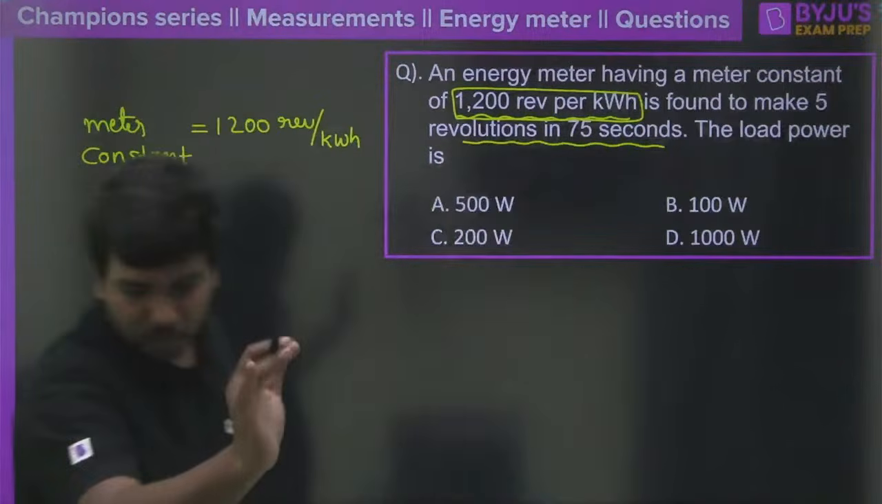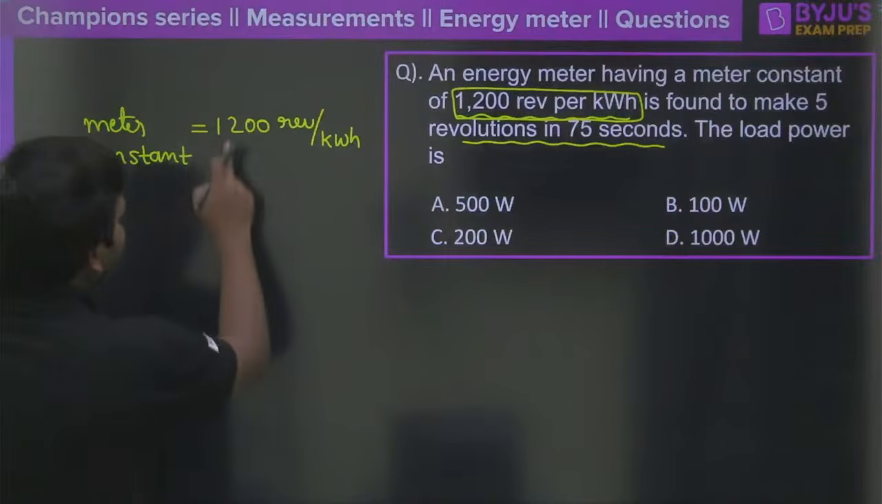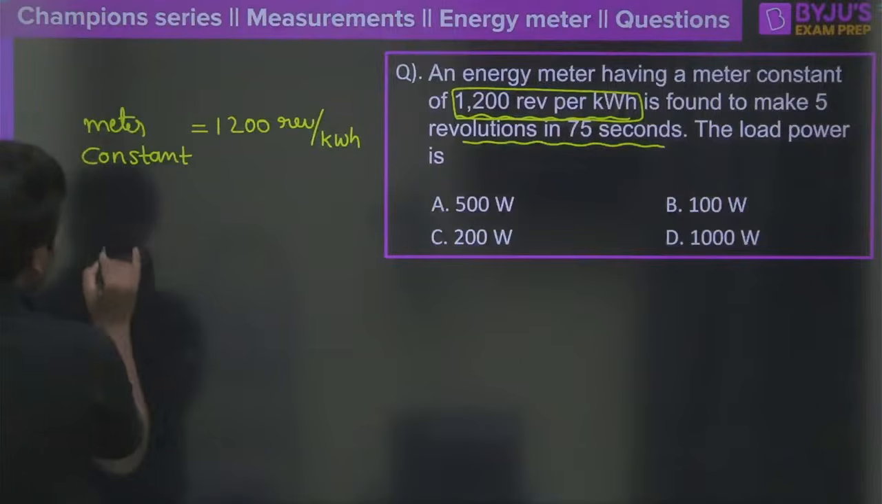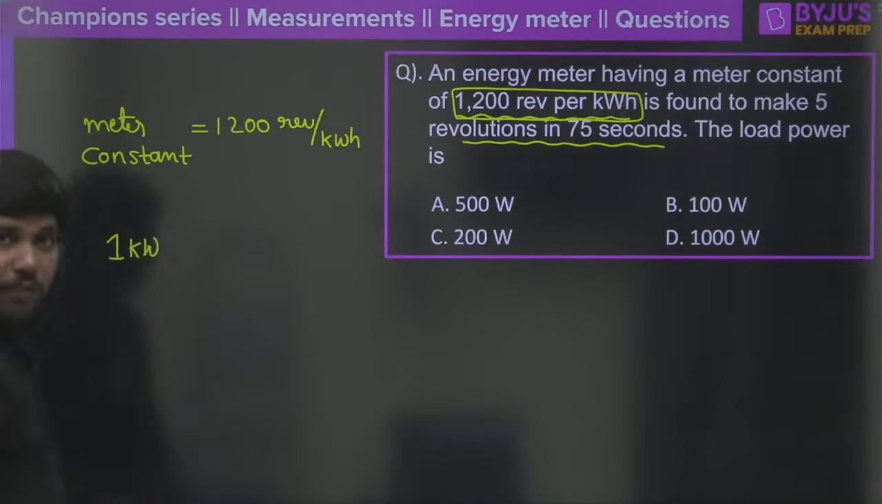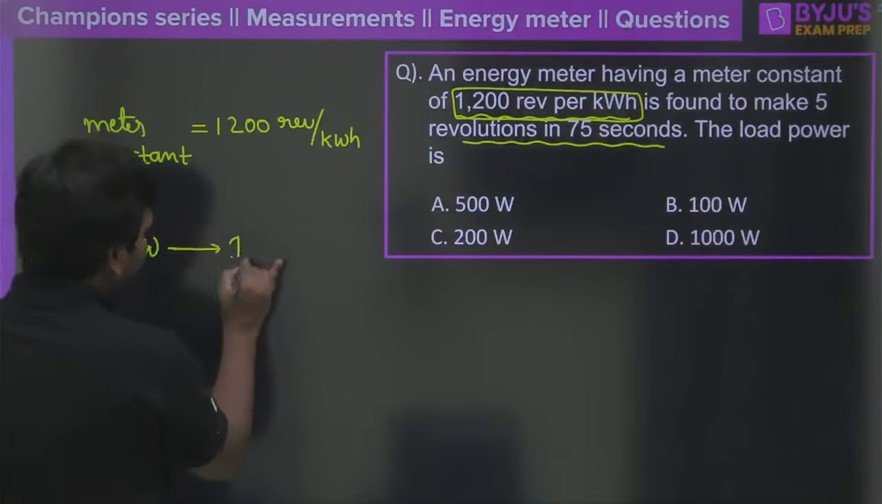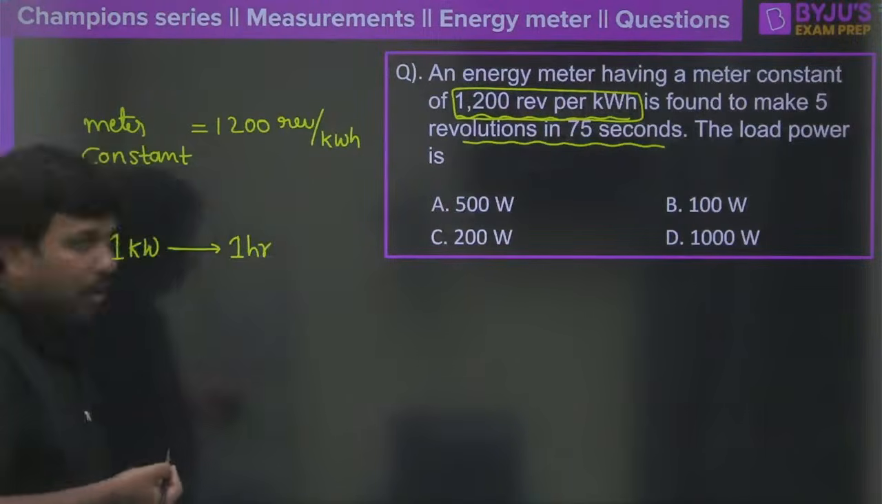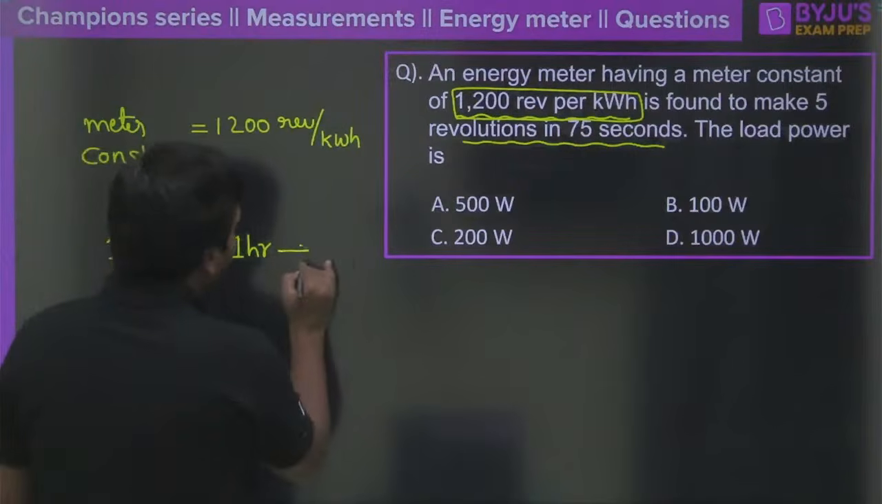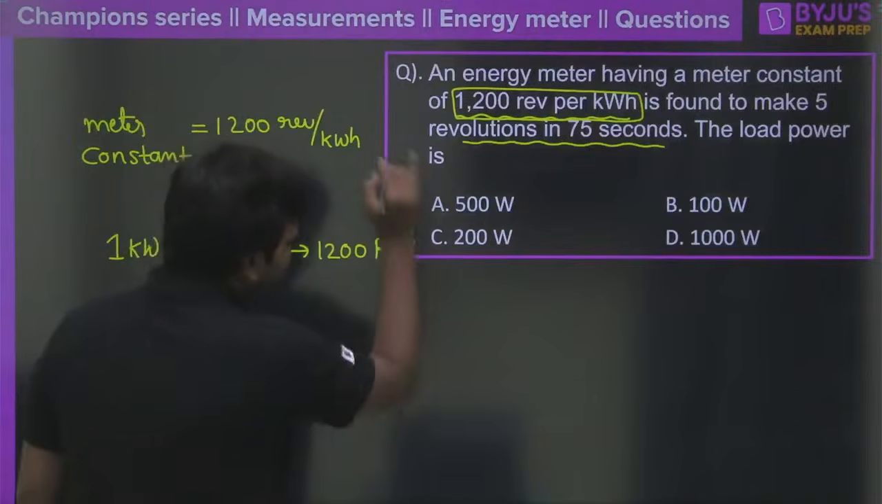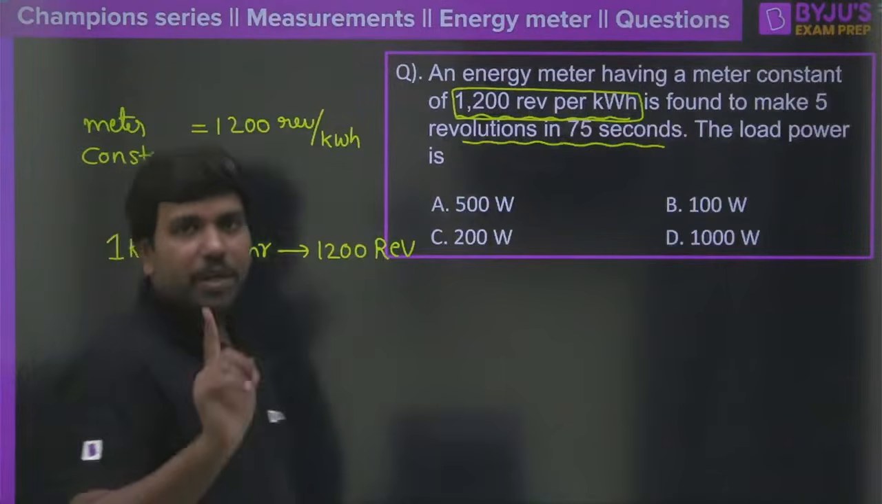Now wait for 2 minutes and try to see clearly here. When it is 1200 revolutions per kilowatt hour, what does it mean? It means that if the load consumes 1 kilowatt power in 1 hour time, the disc is able to make 1200 revolutions. Clear? This is the meaning of meter constant.